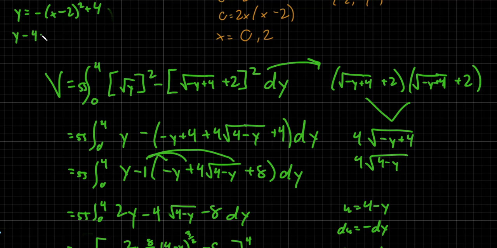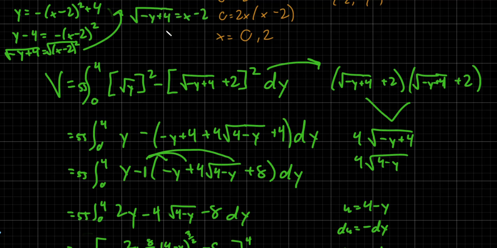So subtract: y minus 4 equals negative x minus 2 squared. Then multiply both sides by negative 1. So negative y plus 4 equals x minus 2 squared. So take the square root of both sides. I'm going to run out of room. So the square root of negative y plus 4 equals x minus 2. So then add 2. So that's right.